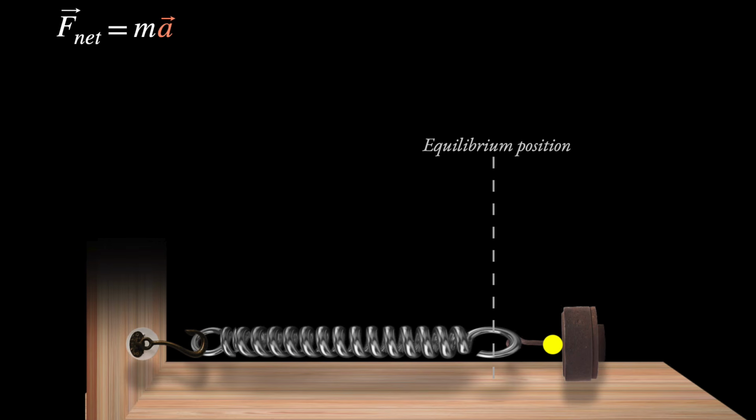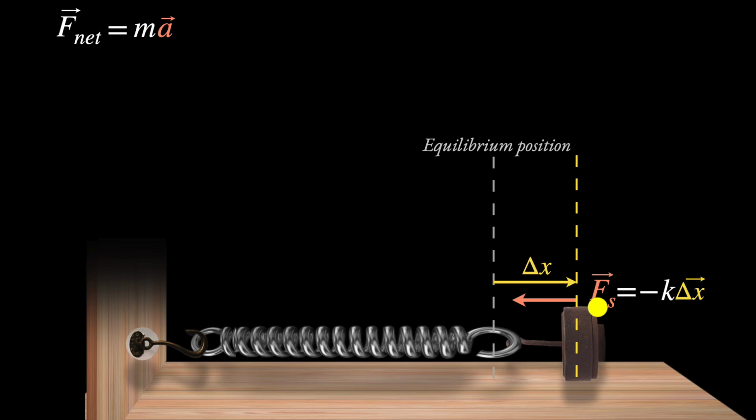And the spring force depends on how much the spring got stretched from the equilibrium position. So if that stretch is delta x, for example, then the spring force would be in the opposite direction, and it's given by this expression, where k is the stiffness constant or the spring constant. It tells you how stiff the spring is. And this force is often called the restoring force, because the force is always directed towards the equilibrium position, it tends to restore the mass back to the equilibrium position.